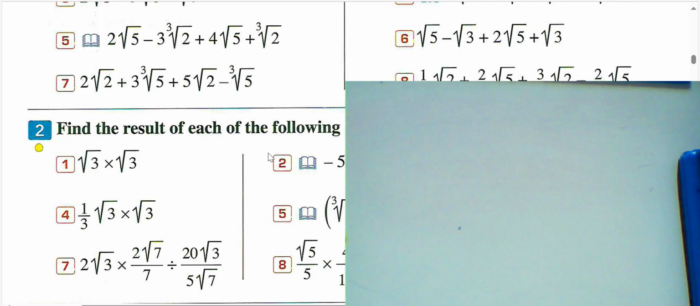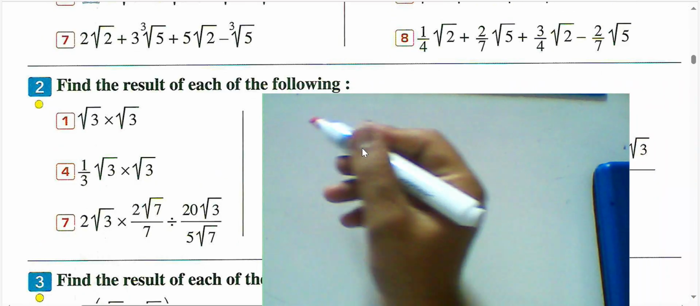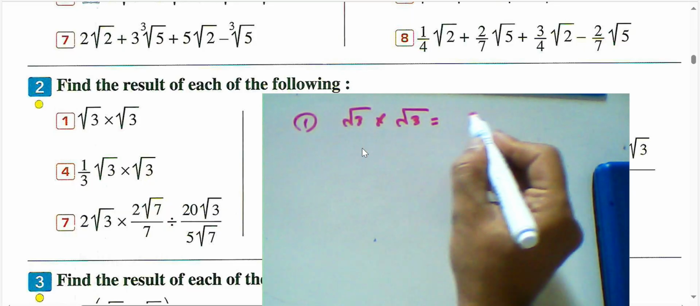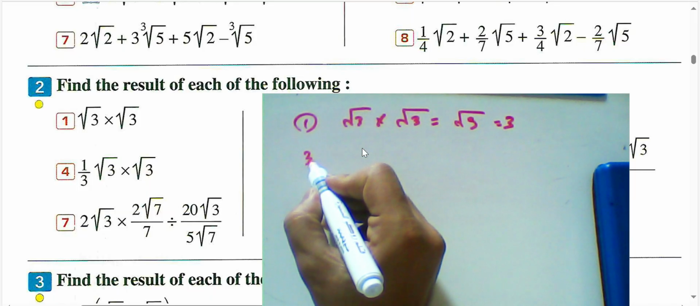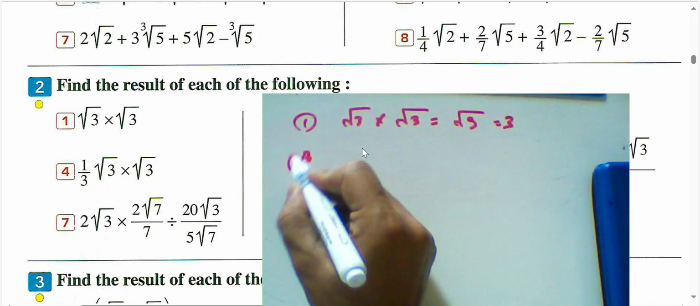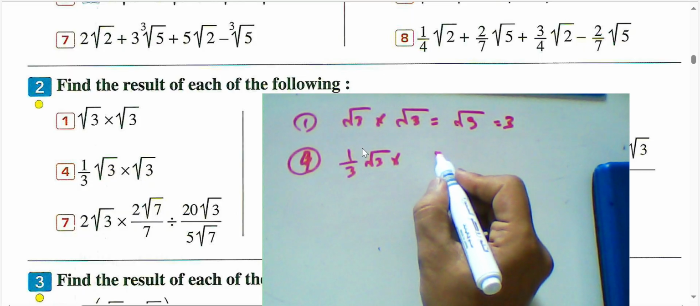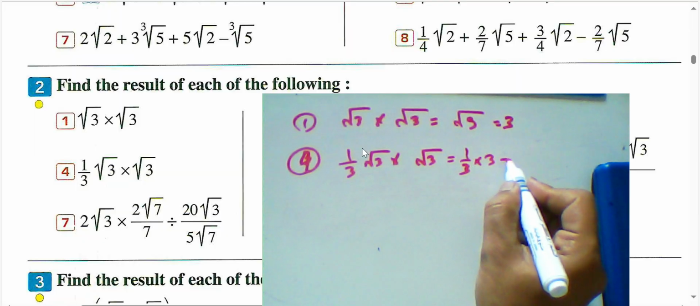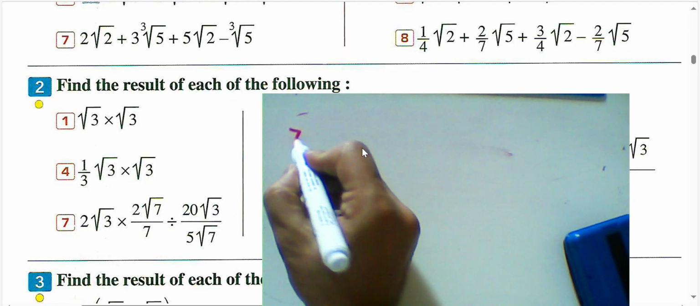Okay, next question. Find the result of each of the following. Number 1, root 3 times root 3 equals root 9. Root 9 equals 3. Question number 4. We have cube root of 3 times root 3, we can write cube root of 3 and root 3, times root 3 equals 3. Cube root of 3 equals 1. Question number 7.